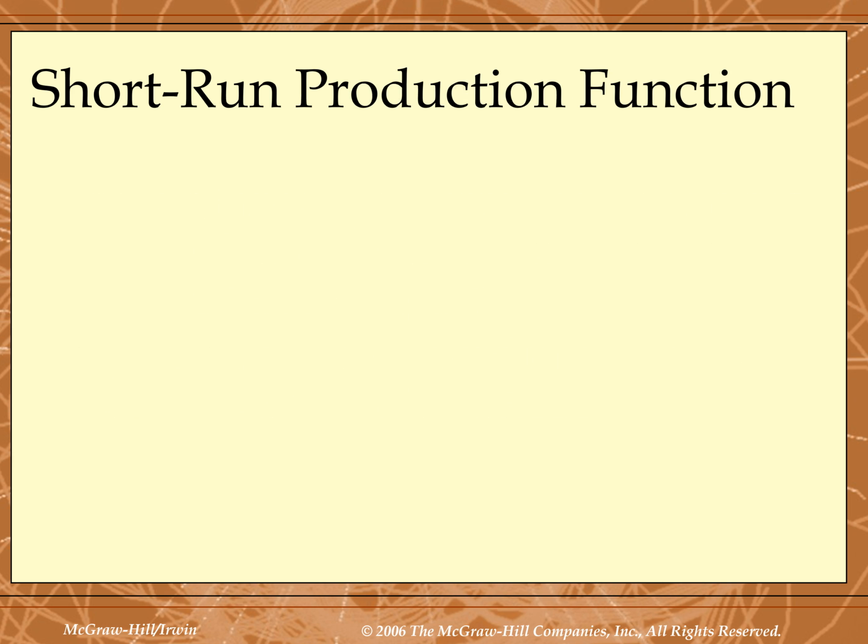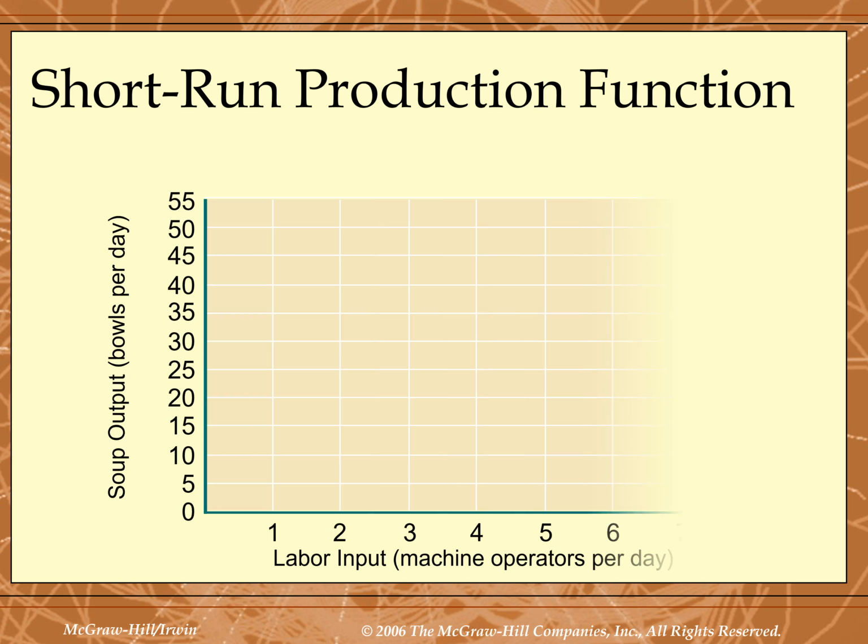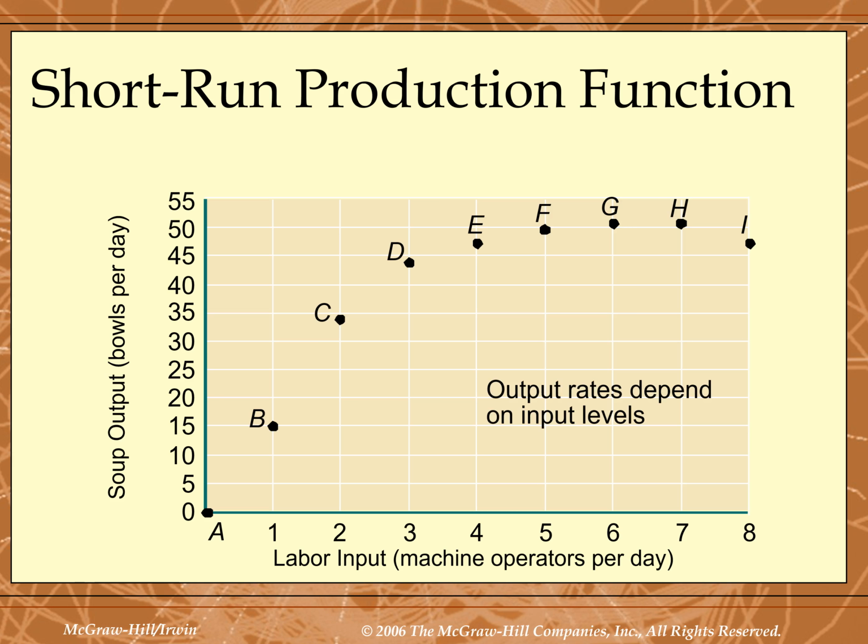So let's look at how output changes when you change a variable input, in this case labor, holding other factors of production constant. Here we have soup production, as you can see right here. And here we have the different chefs: one chef, two chefs, three chefs. How many bowls of soup can we produce when we have a fixed amount of capital, let's say one stove, and we hire more chefs? Well, you can see how things change.